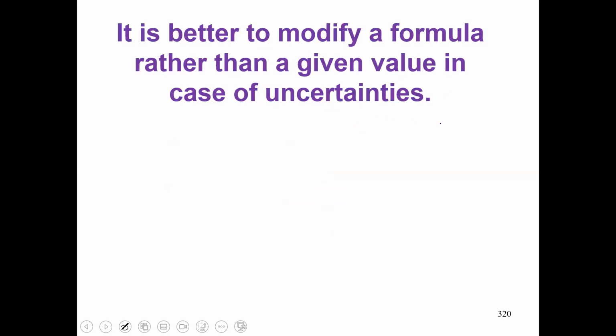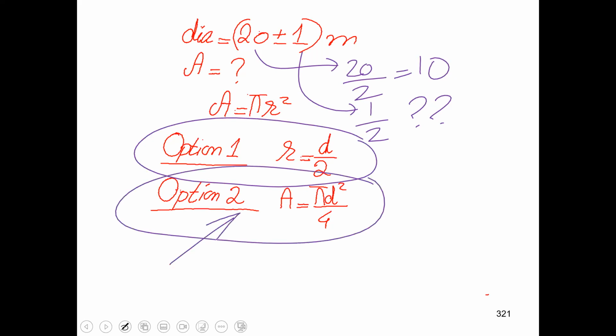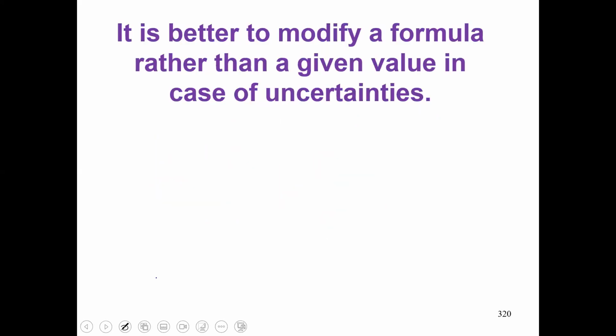So my third concept: it is not good to change the numbers. It will be ideal that you should not take this route, you should take the other route, and you should modify the formula rather than changing the data in the question. Now you have to copy the third concept for today.